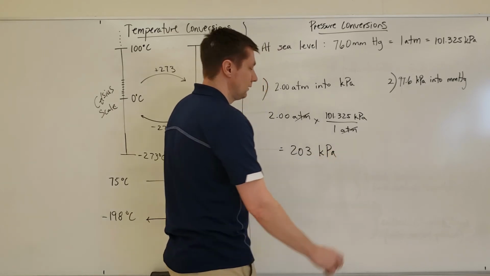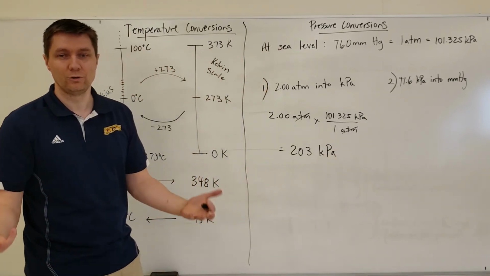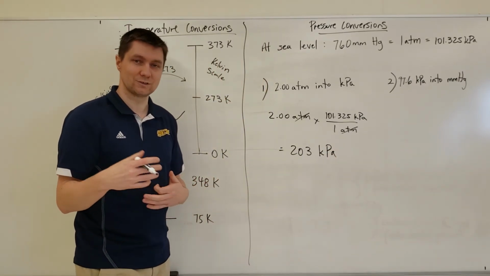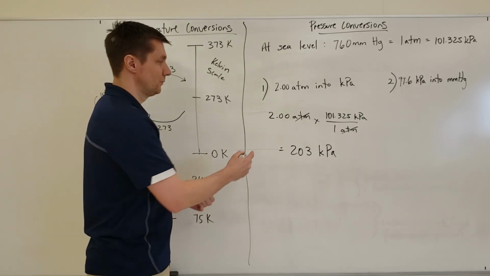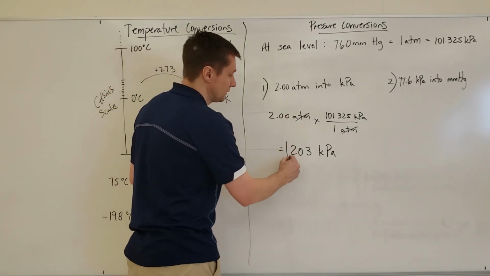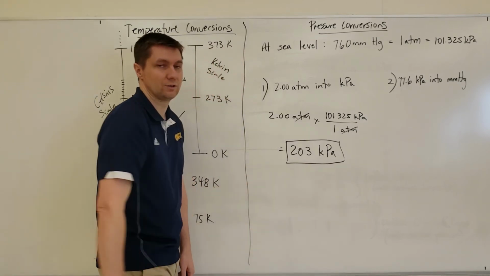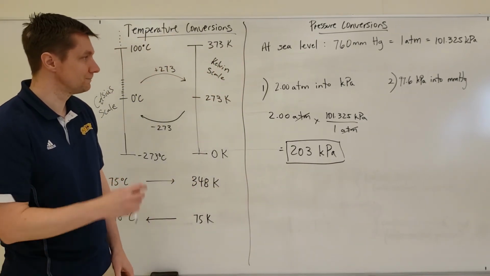203 kilopascals. Remember that when you do your rounding, you have to round your answers to significant digits. And because this number here is 3 sig digs, my answer here must also be in 3 significant digits.